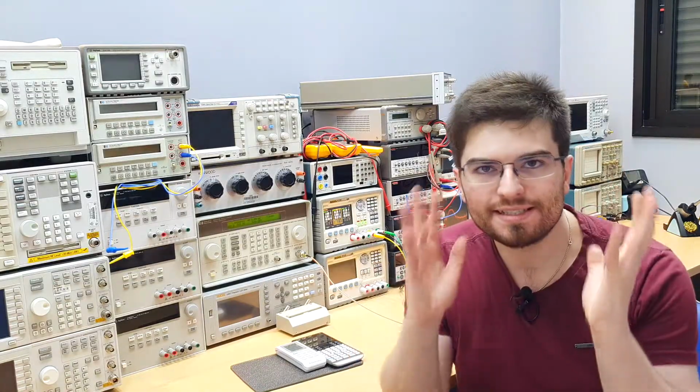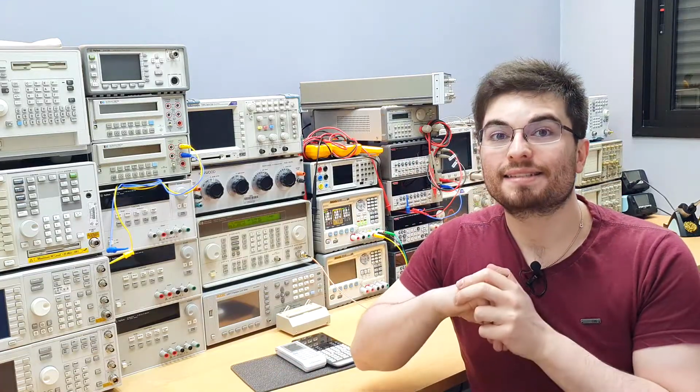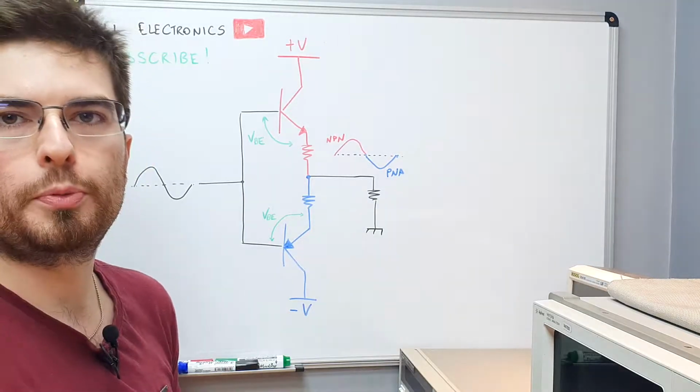I'm Gregory and today we're going to learn about push-pull stages. We're going to see the transition between class B, class AB and class A operation. First I'm going to go to the whiteboard where I'm going to explain the circuits, and I'm going to come back here to the bench to make some experiments. Let's go! So guys, this is the basic topology of a push-pull pair.